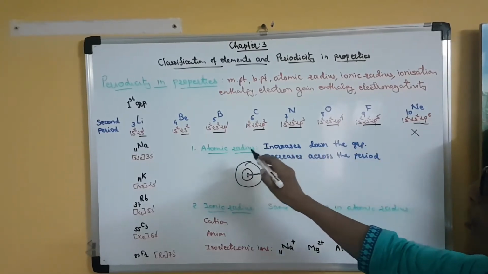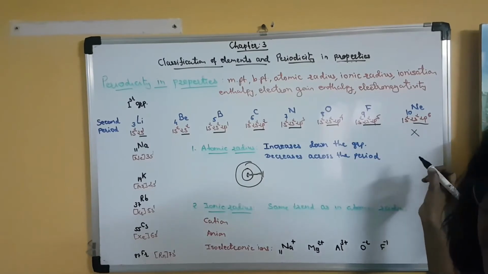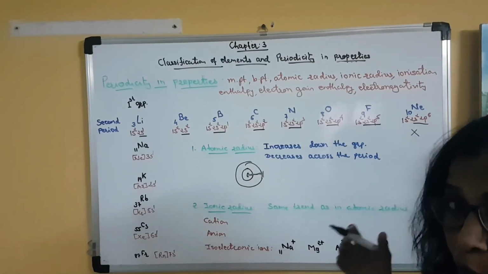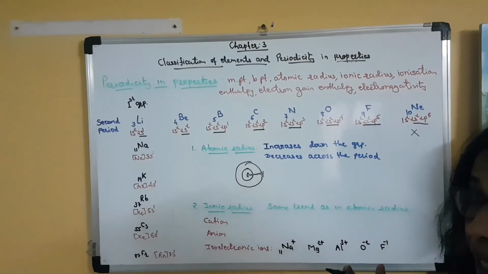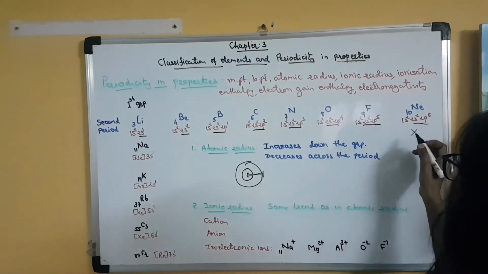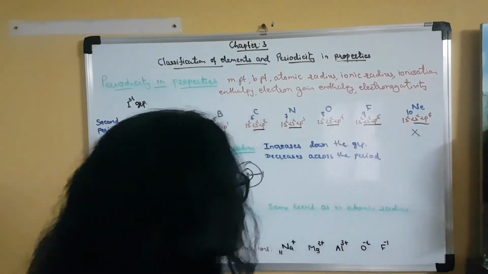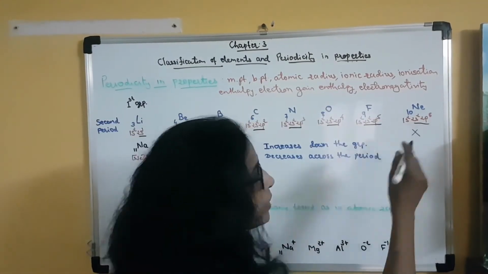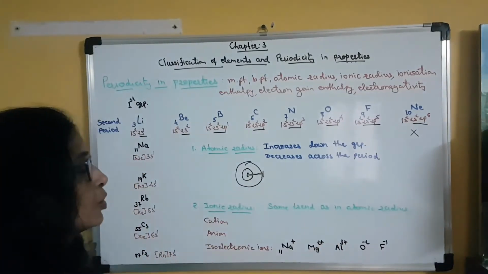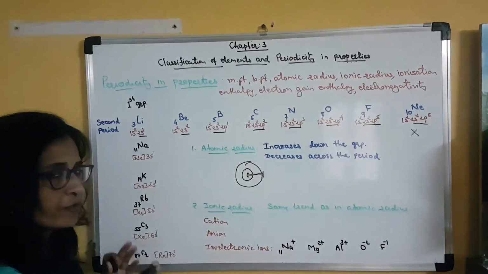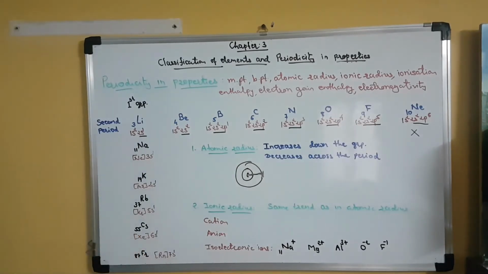For example, if we take atomic radius, inert gases are inert, and that is why they exist as monoatomic. They are monoatomic, and so they have very large atomic radius. But we will not consider that they have completely filled orbit or shell. So we will focus only on these many elements when we discuss the periodic properties.